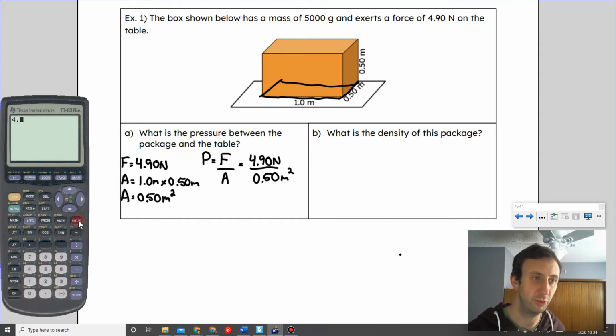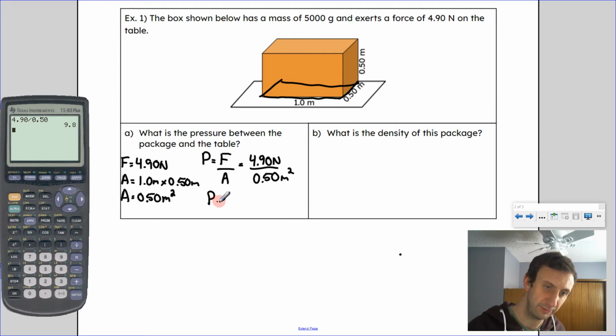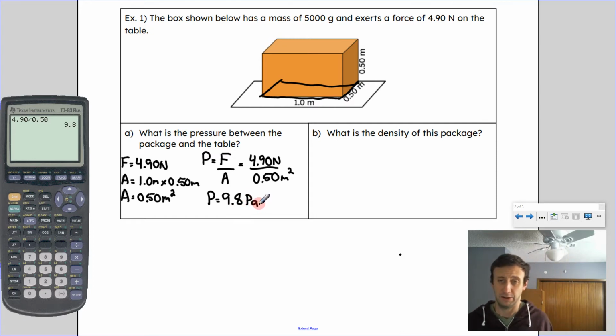So I'm going 4.90, and then I'm dividing by 0.50. If I press enter on that, there's my answer, 9.8. My unit for pressure is pascals, so I have 9.8 PA, pascals. Next question, what is the density of this package?